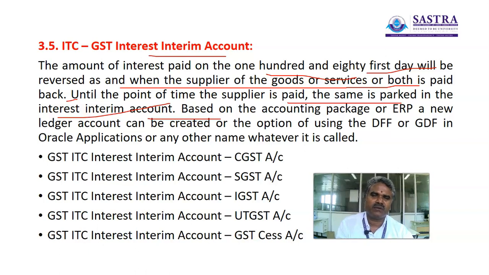Interest interim account. Based on the ERP, we have to pass the entry for the GST ITC interest interim account for CGST, SGST, IGST, UTGST and GST cess. Okay, this is what we are going to do.